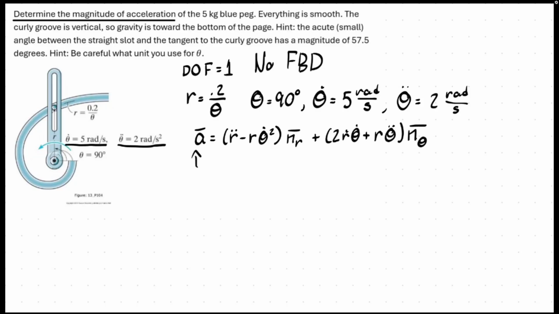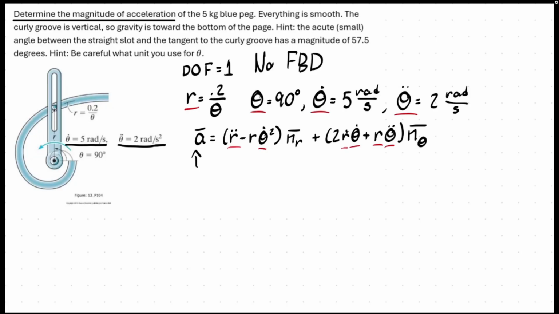We have all the theta terms, so theta, theta dot, theta double dot are all present, right? So those are all already ready to go. Oh, and we do have r. So we have r here, but we are missing r dot and r double dot, right? So those two are what we need to look for.